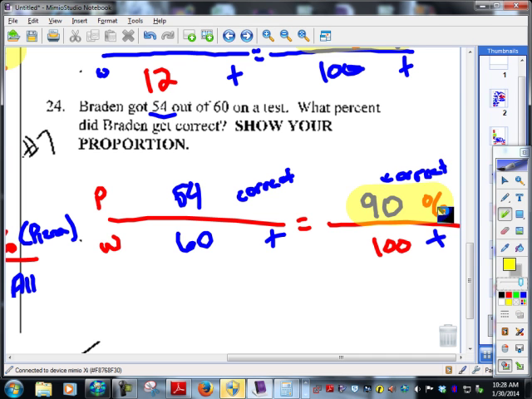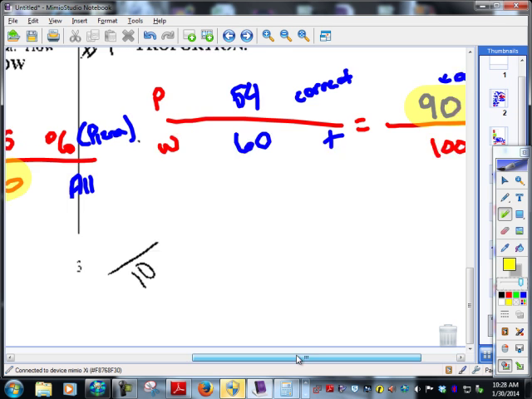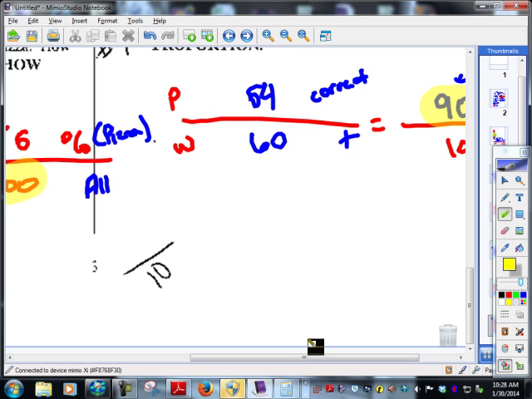90%. At the bottom, put what you got out of 10, please. Put what you got out of 10. I'm not going too fast on this, am I? No.